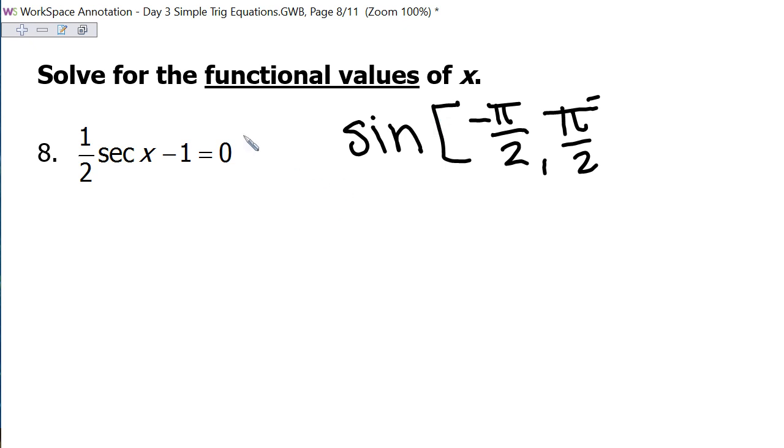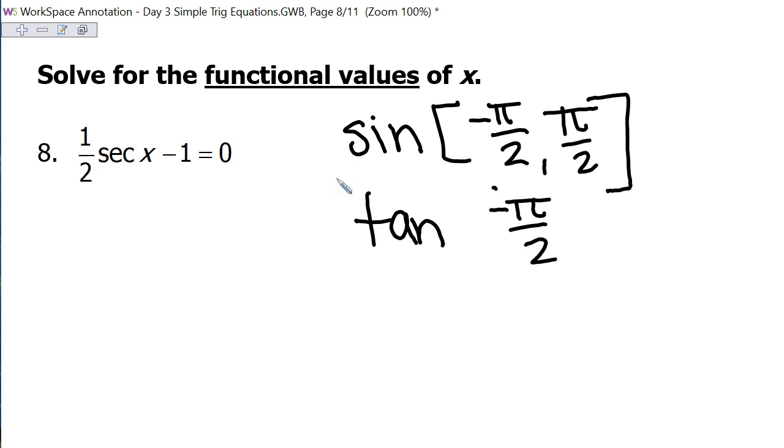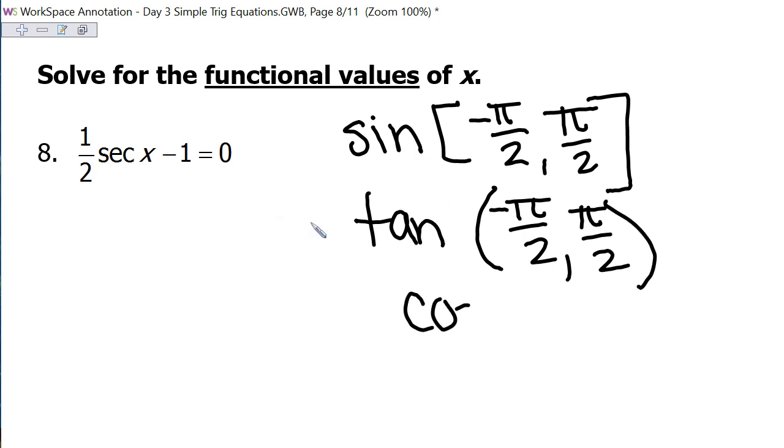And what about tangent? Yeah, negative pi over 2 to pi over 2 with parentheses. Negative pi over 2 cannot be a solution because that's where we have an asymptote, as well as positive pi over 2. And cosine is the odd one, and cosine is functional from what to what? 0 to pi. So if they ask me for a cosine functional value, did I say 4 pi over 3 for an answer? No, that's not functional because it's bigger than pi. So make sure you check your work.